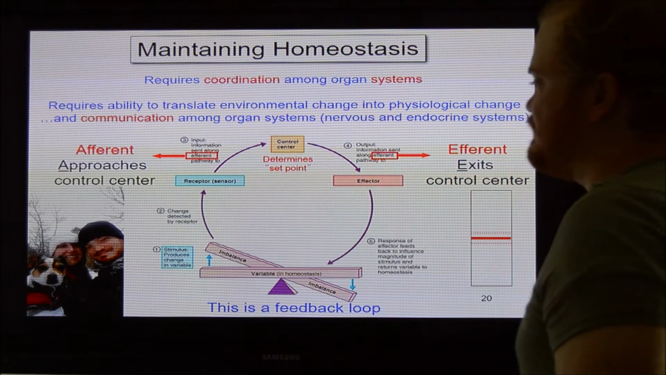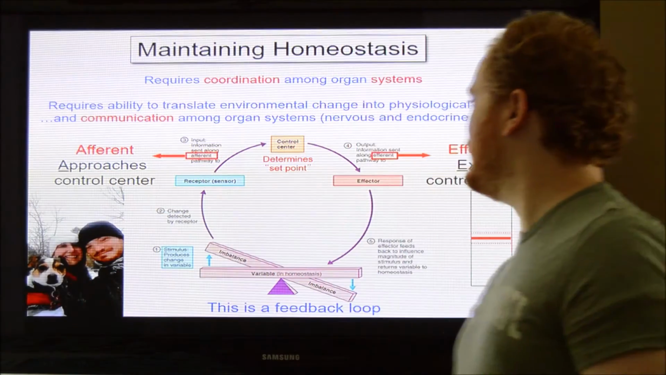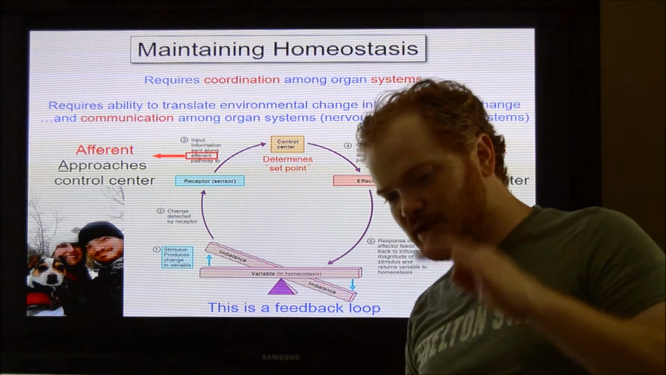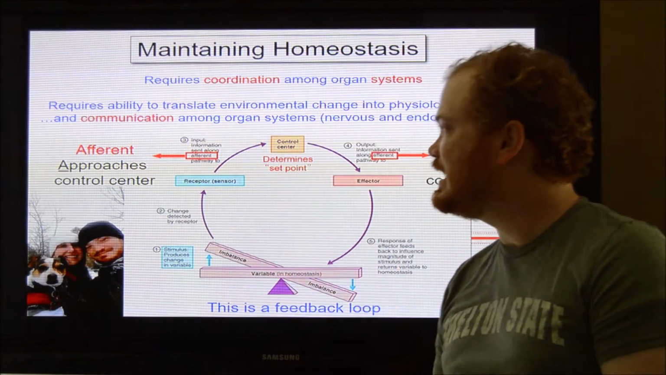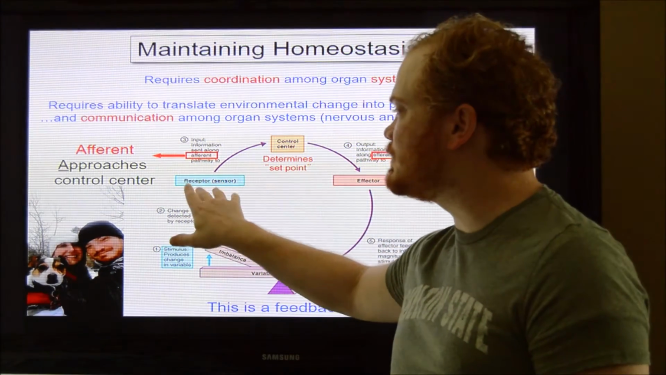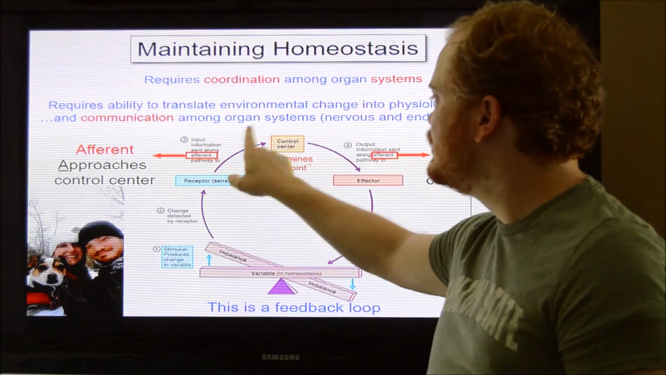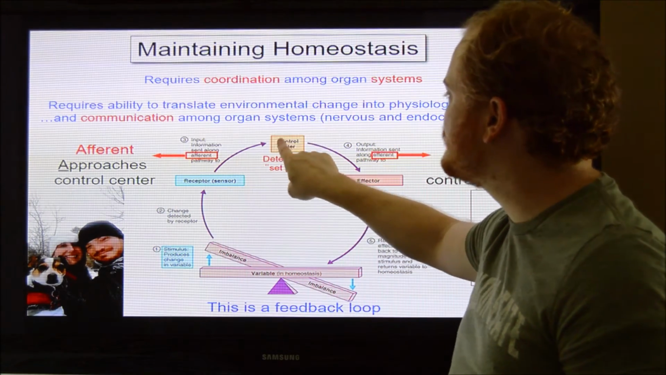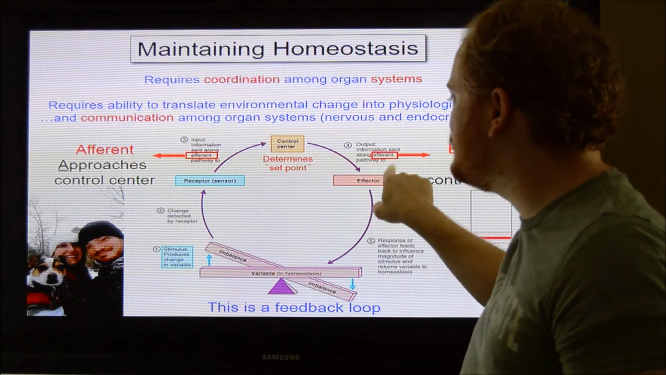Afferent versus efferent. Afferent and efferent. These are terms you need to commit to memory. Okay, these are important. Afferent messages travel from some sort of sensory receptor to a control center, which makes a determination on what needs to be done, which will then send an efferent message out to some effectors.